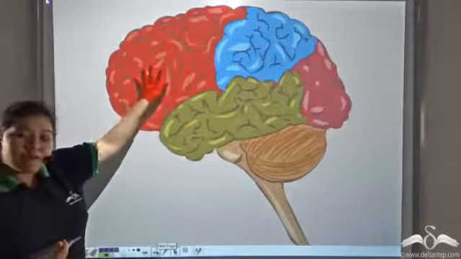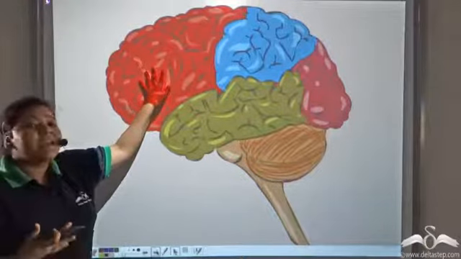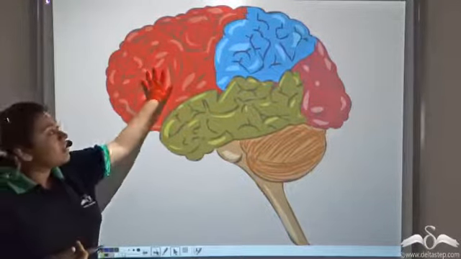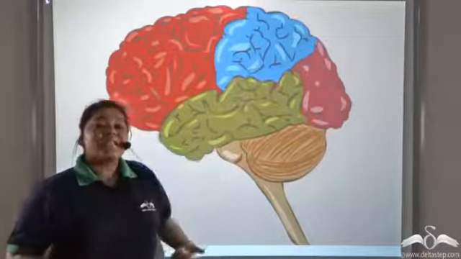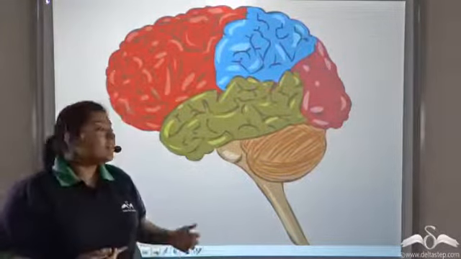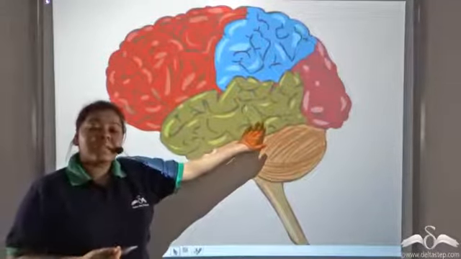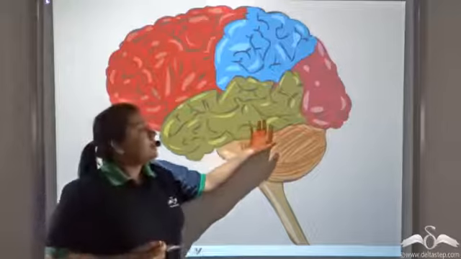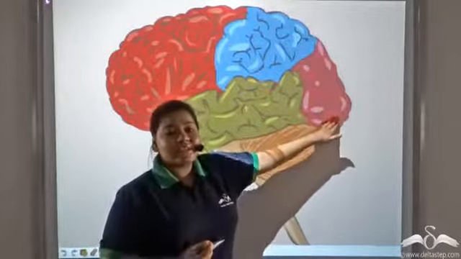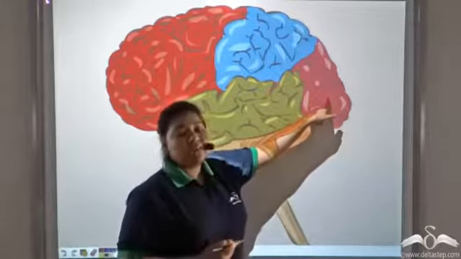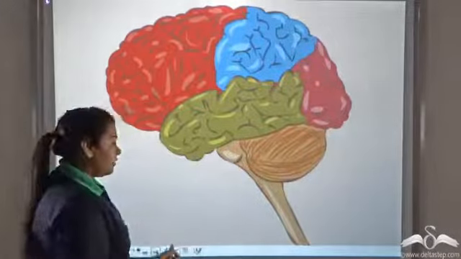This is the frontal lobe. It is associated with all the thinking and the reasoning. This is the parietal lobe. It is associated with movement. This is the temporal lobe, which is associated with hearing. And this, the hind part of the cerebrum, is known as the occipital lobe, which helps us in our vision.